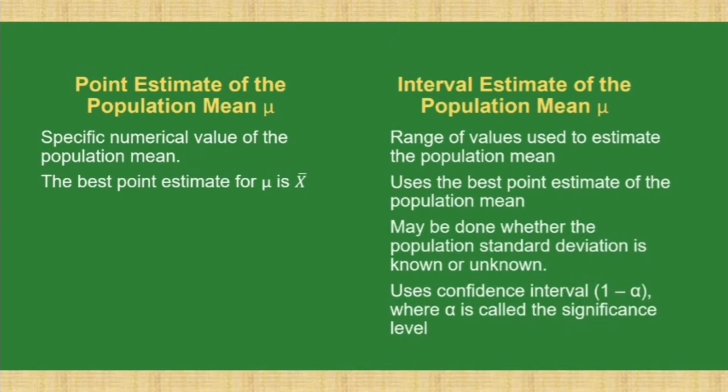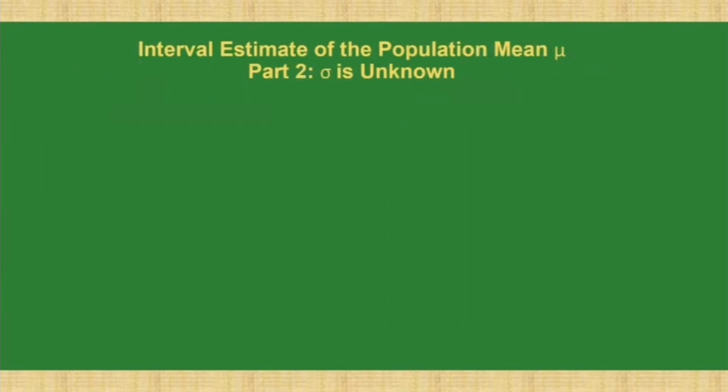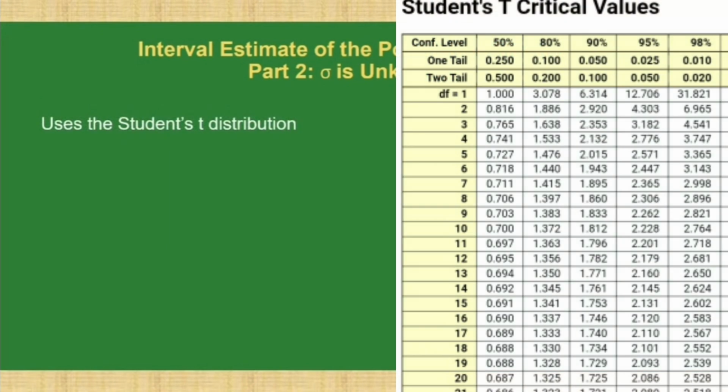In this video, we will talk about the situation where sigma, the population standard deviation, is not given. And by that, we will not use the z-table. Instead, we will use the critical values from the Student's t-distribution table. The t-distribution table is quite similar to the z-table. The only difference is in terms of their curve, where the t-distribution is more spread out and its values are bigger. So let's move on to our formula and the examples.